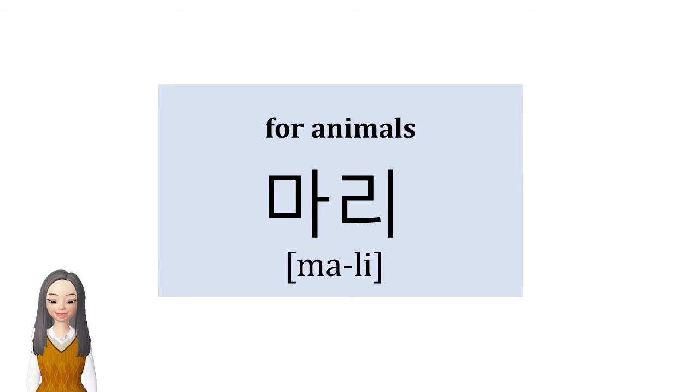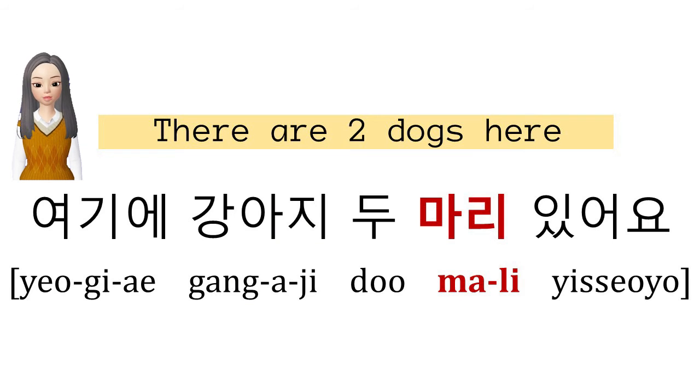The next one is for animals. We use 마리. For example, if you want to say there are 2 dogs here, then we say 여기에 강아지 2마리 있어요. Another different thing from English is that you can see that we're talking about numbers after the noun. So in English, we say 2 dogs, but in Korean, we would say 강아지 2마리. So the order is dog 2. 강아지 2마리.